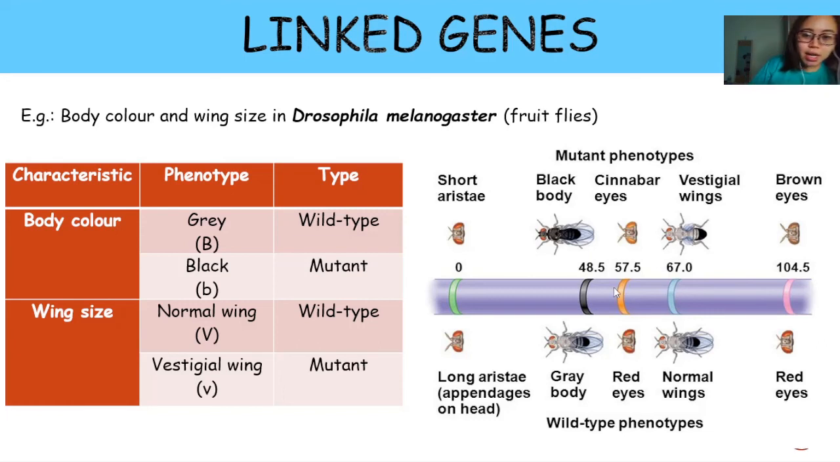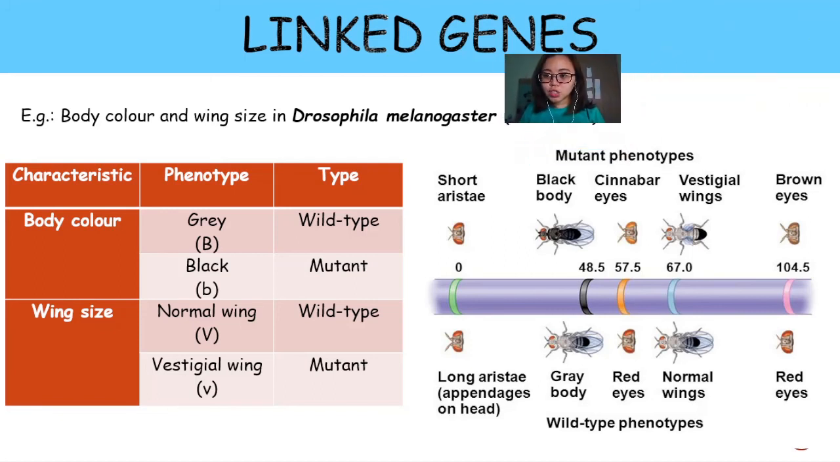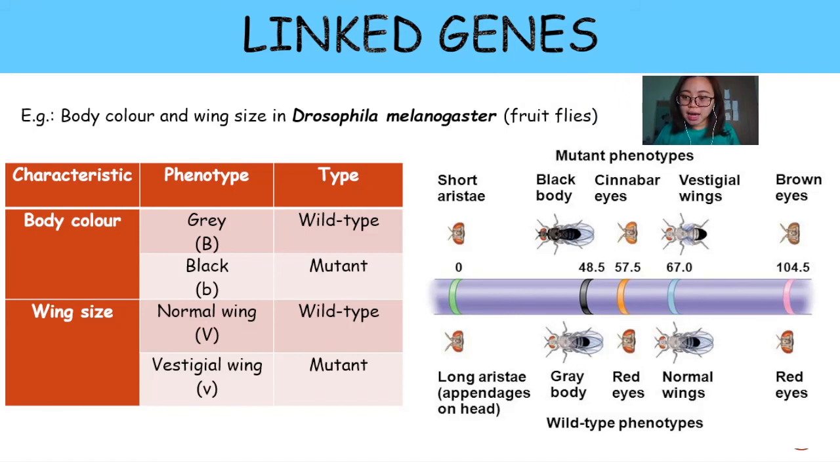Okay, so let's look at what we talked about just now. Just now we talked about the black body. So black or gray body, the gene is here on this part of the chromosome. The gene for wing size, sama ada dia punya wing adalah bentuk yang size yang biasa, normal wing, ataupun vestigial wing, size yang sangat kecil. Itu gene untuk itu adalah terletak pada bahagian ini, pada kromosom yang sama.